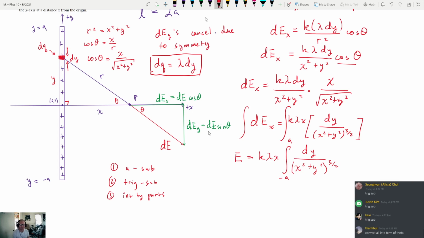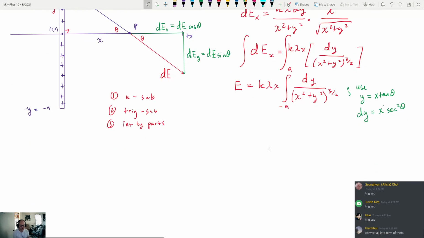So I'll just tell you that even if there wasn't a picture right here, what you can do is use, I think it's, y equals x tan theta. And lo and behold, if you look at our picture, that is what y is equal to, right? Tan theta is y over x. And then what would dy be? Dy would be secant squared. And then we plug everything in together.